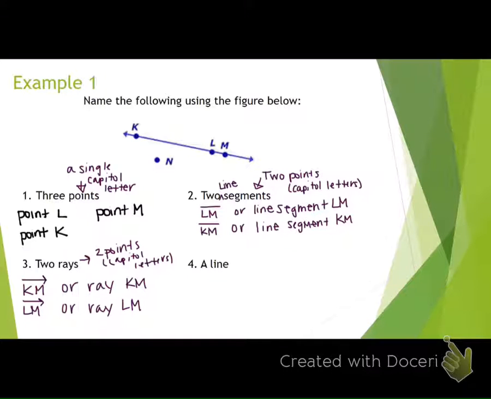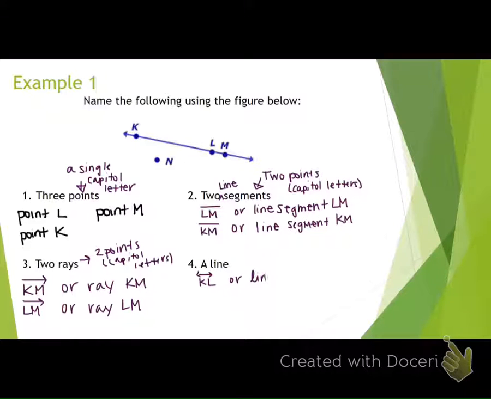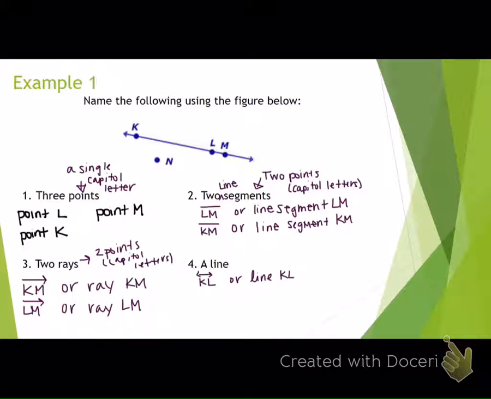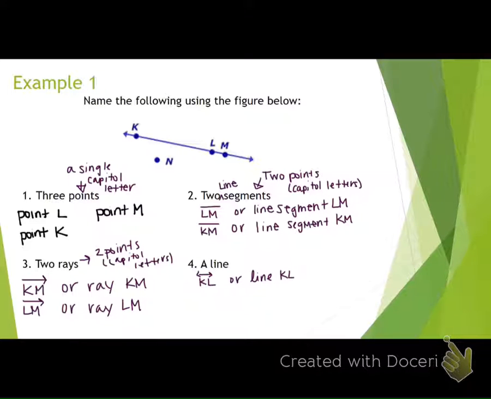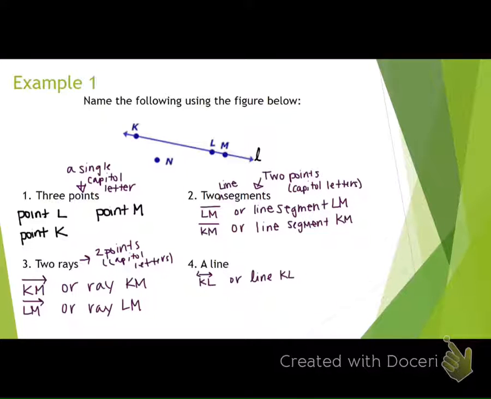Okay, Melinda, give me a line. KL. And what needs to be on top of it? A line. An actual line, right, with 2 arrows on it? Yeah. Or you can say line KL. What if, I know this isn't on here, what if I had a lowercase, let's just call this lowercase l here. How could I label that then? What if that was there? What could I write? Right? Line L.